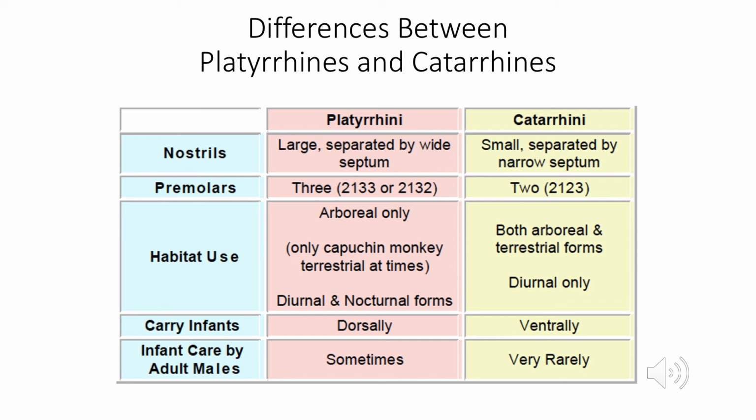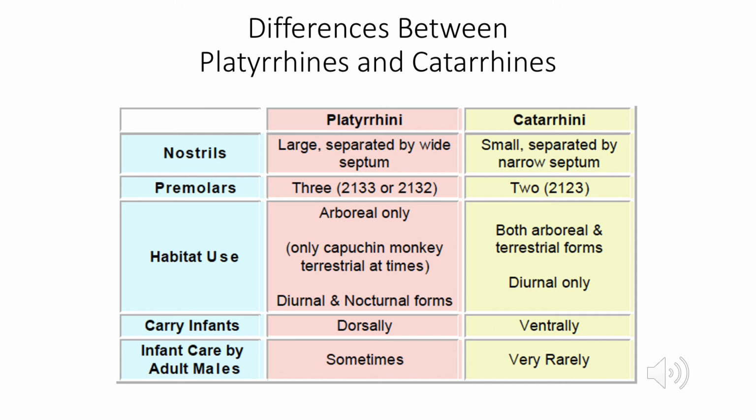Habitat uses: our New World monkeys are going to be almost strictly arboreal. We do have a few that will come down at times to ground level, like our capuchins, but they're arboreal. As opposed to our Catarrhini, our Old World monkeys, there are both. We do still have a few nocturnal species in our Platyrrhini, whereas once we move to our Catarrhini, they're daytime only. So how they carry their infants.